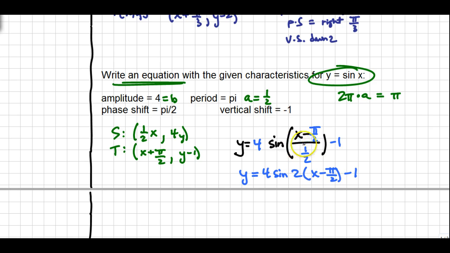So make sure when you're dividing by a fraction that you do write it properly as the multiplication of the reciprocal, and it would need to go in front of the parentheses but after the sine or the cosine. So there's our final answer.